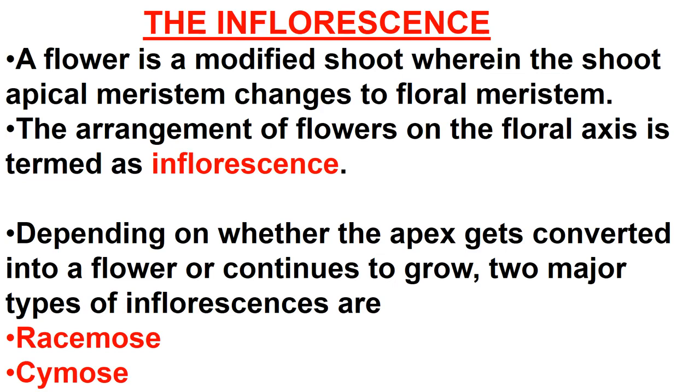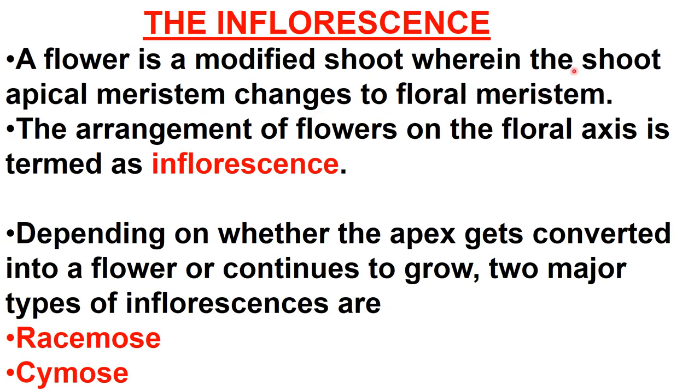Our next topic is inflorescence. A flower is a modified shoot, right? In the starting, from the plumule part of the developing embryo of a seed, a shoot arises, right? And later on, when the vegetative phase of the plant is completed, a flower will be produced on the shoot. Okay, so how is that flower formed on the shoot? That is actually a modified shoot. A part of the shoot forms the flower later on. Okay, so it is a modified shoot wherein the shoot apical meristem changes to floral meristem.